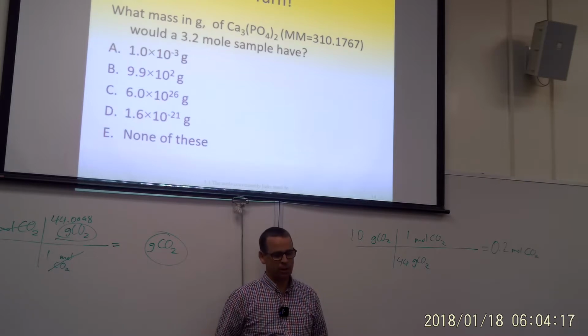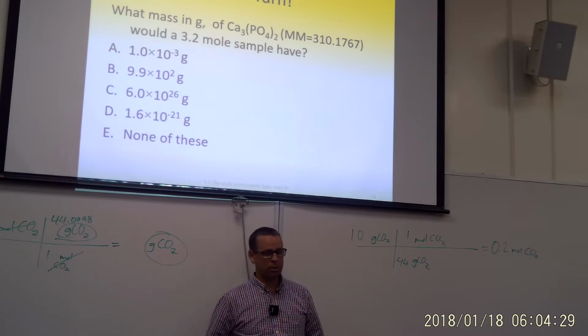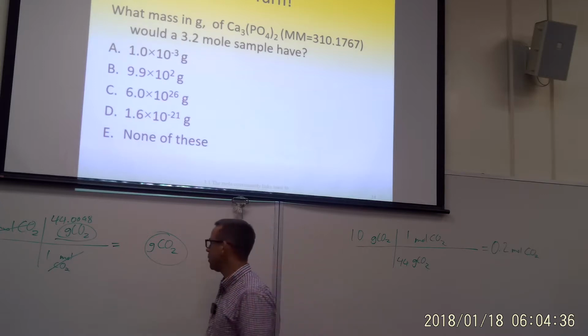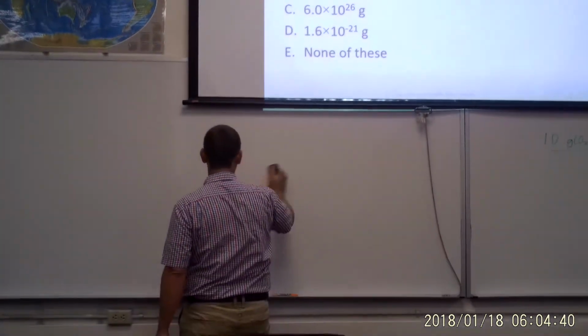Calcium phosphate, very good. What mass in grams of calcium phosphate? What's that molar mass? 310.1767. The molar mass is another way of expressing the grams necessary to get a mole of that material. So what mass in grams would a 3.2 mole sample have? All right? What do we do? We write an equal sign. We draw ourselves a line.